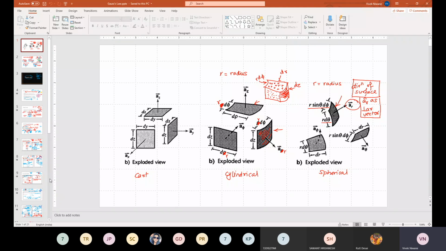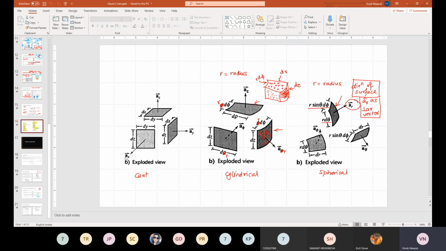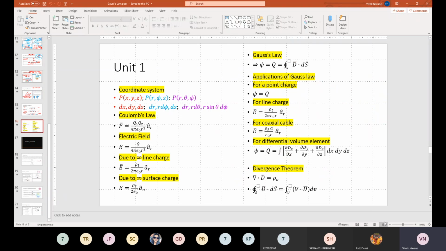So what we are going to do, first we are going to see what we have studied till date. Okay. So in unit number 1, first point we studied was coordinate system. Coordinate system, we know that now: cylindrical, then Cartesian, then spherical. So red one is Cartesian coordinate system, blue one is cylindrical coordinate system, and purple is spherical coordinate system. So P(x,y,z), P(r,phi,z), and P(r,theta,phi). This is how we represent a point in those three coordinate systems.